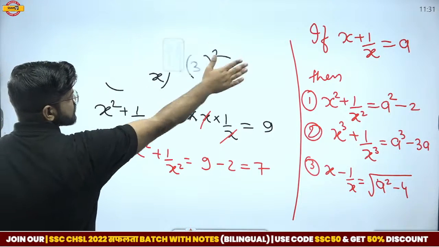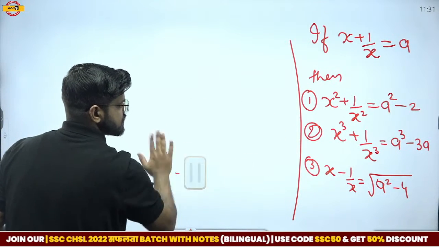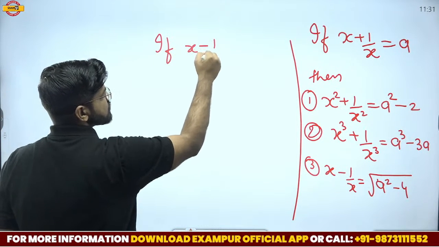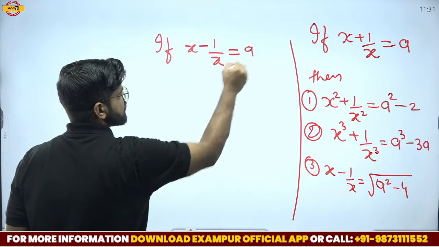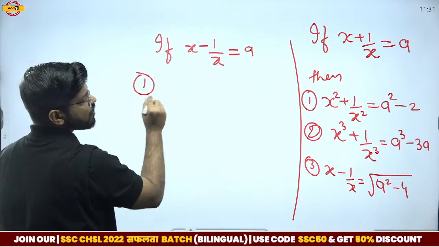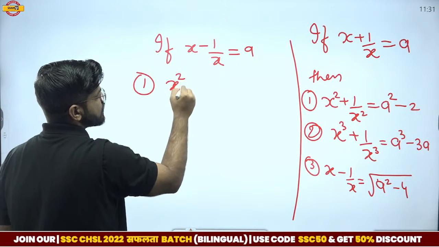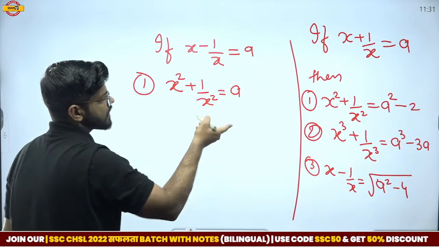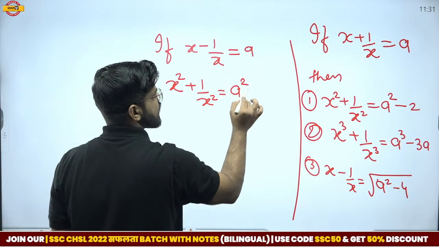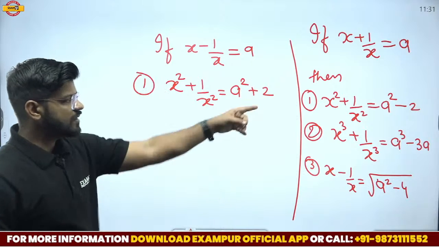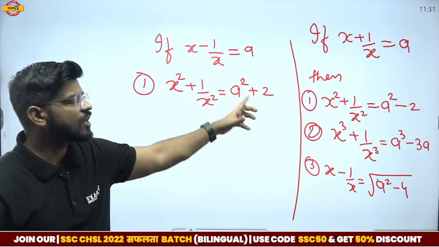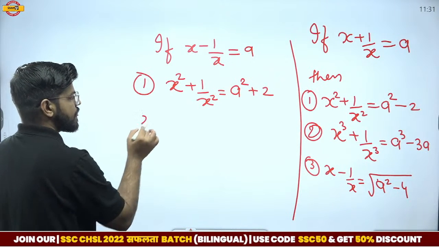I am going to rub this. Okay, so if x minus 1 upon x is equal to a is given, then first thing you will get what? You will get x square plus 1 upon x square. Just reverse the sign, you will get a square plus 2 here. There, if sign is positive, you will get negative. Here sign is negative, you will get the positive result.